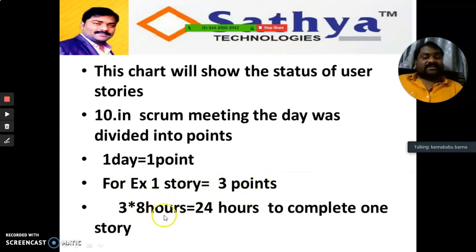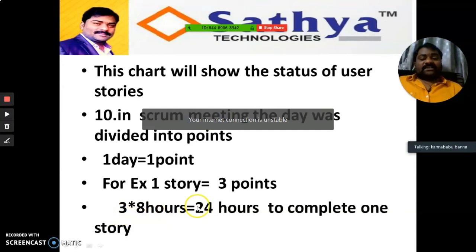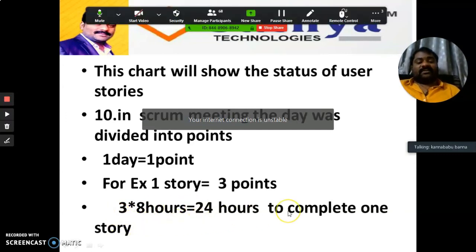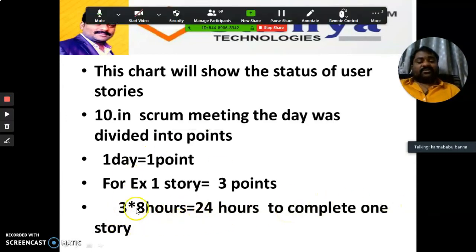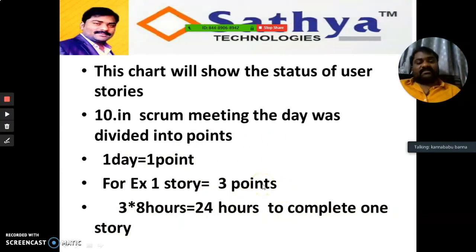1 day means 8 working hours, because the client will give billing only for these working hours. 3 points means 3 days. 3 into 8 hours means 24 hours to complete one story. Employees may work for more time in the company, but billing will come only for this time. Is it clear, everyone? So one story, maximum 3 points, you think.